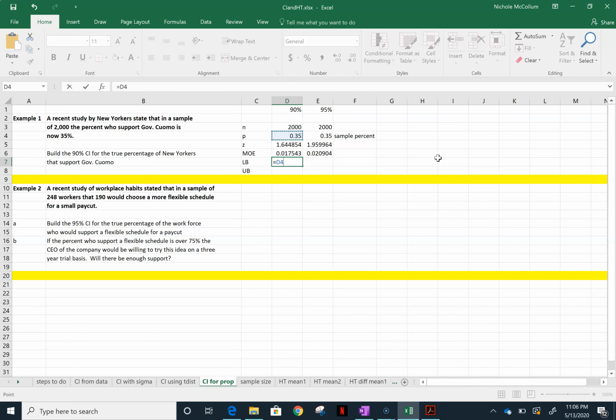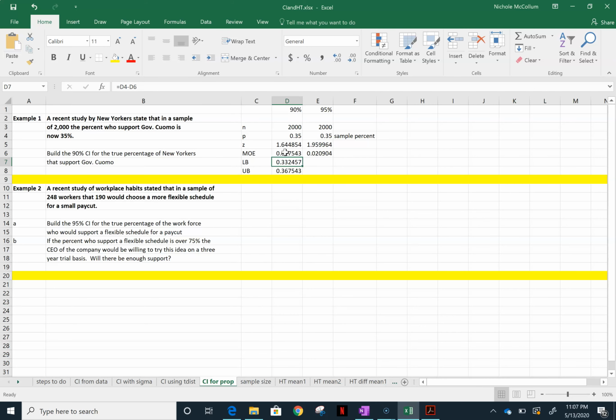But of course, I picked a sample, so there's some leeway, and that leeway comes in the error. For the lower bound, we subtract off that error. On the other side, we take the sample percent and add on the error. And boom, there is my 90% confidence interval that example 1 is asking for.